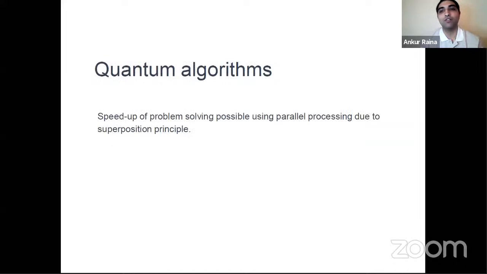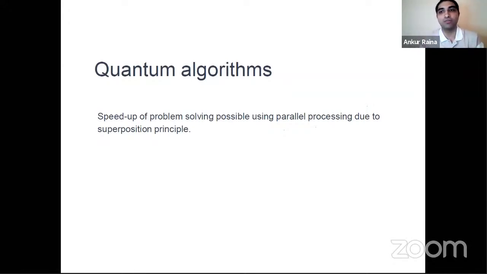Yeah, so why do we need quantum algorithms? There is this question, and some of the algorithms will be shared in the next slide. There is a speed up of problem solving possible using parallel processing due to the superposition principle. For example, in the classical case, if there is a function you're computing, you input x and then you get f of x, and you build this entire table. For every x, you get an f of x, right?